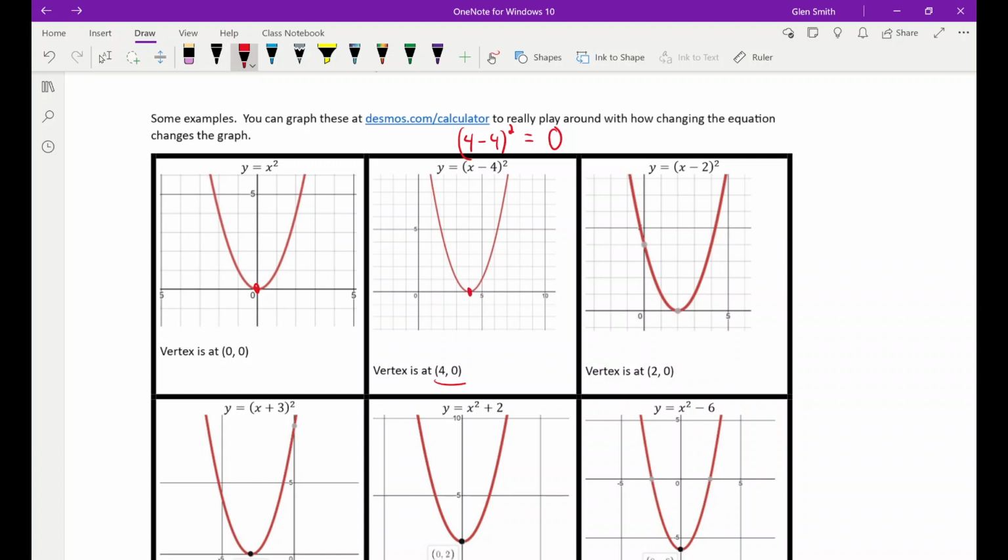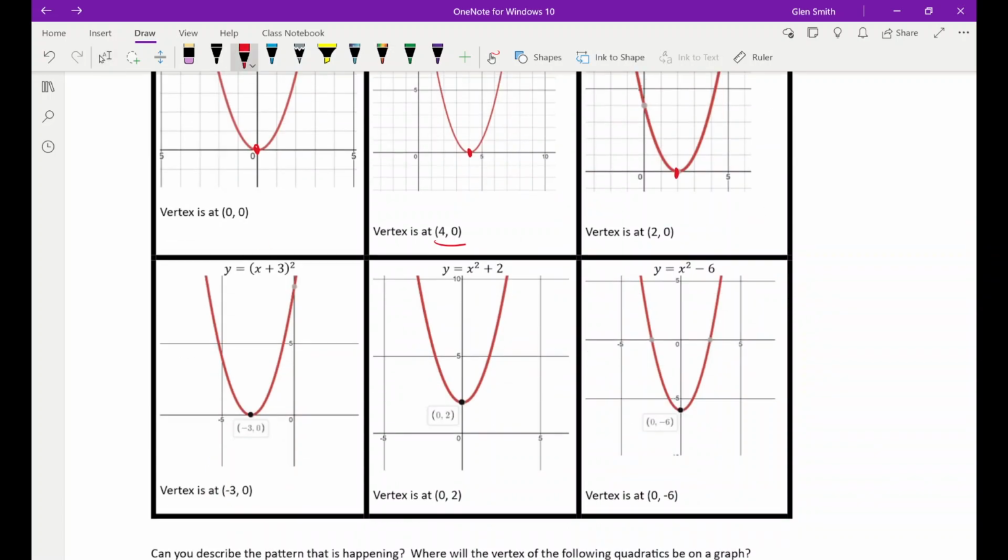So instead of thinking about the minus 4 moving it, you're really asking the question, what makes this thing 0? And that's positive 4, because there's a minus 4 in there. Same thing here. Plugging positive 2 in makes this 0, and that's why you see a 0 at 2. Plugging negative 3 into here makes it 0, and that's why you see a 0 at negative 3.